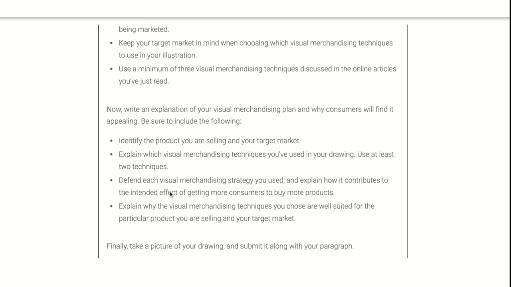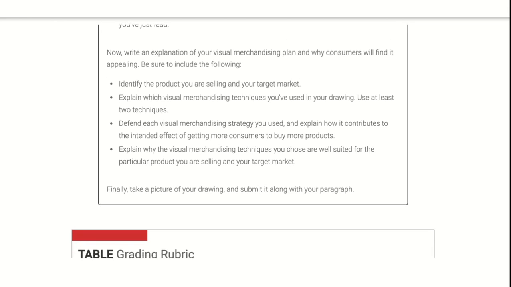And then down here it says you'll need to defend each visual merchandising strategy that you used and explain how it contributes to the intended effect of getting more consumers to buy more products. And then the last thing you'll need to do is explain why the visual merchandising techniques that you chose are well suited for this particular product. So think about especially your target market and think about your product and think about how the strategies you've chosen would appeal to your target market, right?